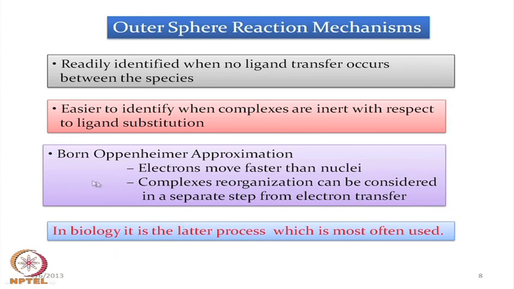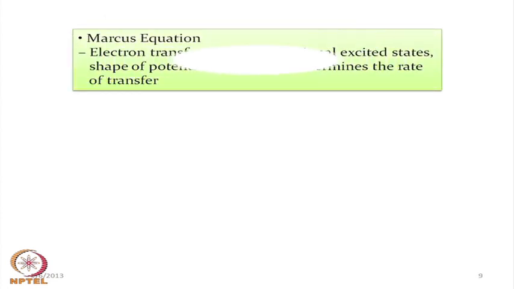And in biology, the outer sphere reaction mechanism is most often used for this type of electron transfer reaction. The Marcus equation is also applicable to this kind of transfer. Electron transfer requires vibrational excited states, and the shape of the potential energy surface will determine the rate of the electron transfer. The Marcus equation proposes a reaction rate which can tell us what type of electron transfer can take place, and different thermodynamic and kinetic parameters can be derived using this equation.